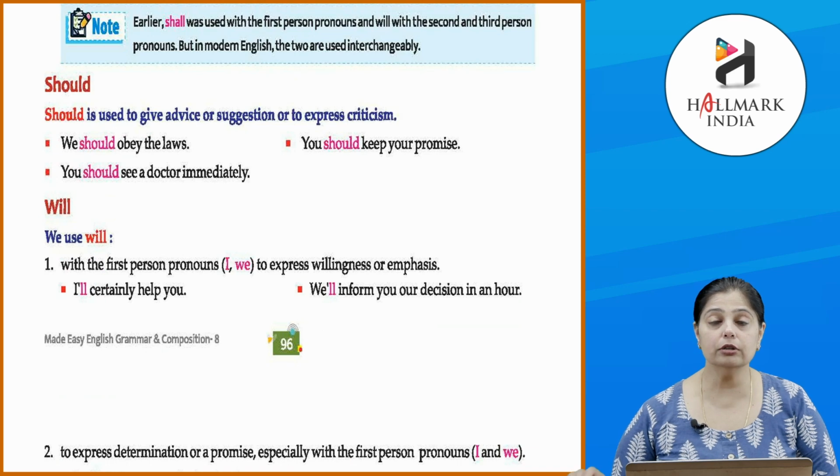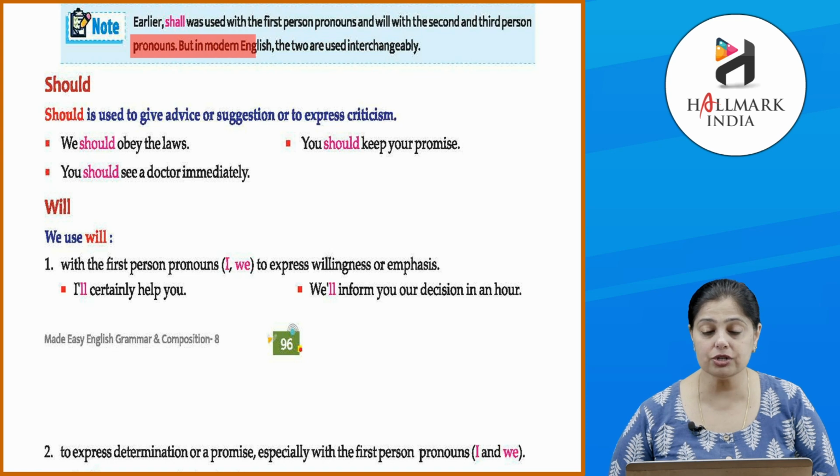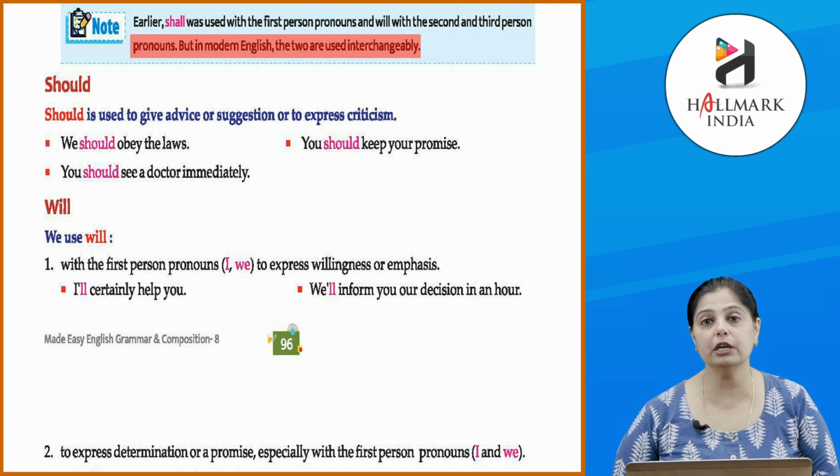So, note, earlier, shall was used with the first person pronouns and will with the second and third person pronouns. But in modern English, the two are used interchangeably. So, पहले तो ऐसे था कि shall I के साथ use होता है and will was being used by the second and third person like you, he, she and all. But now they can be used interchangeably depending on the sentence.